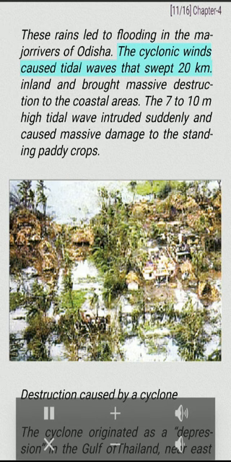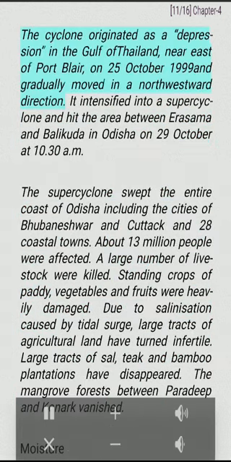The cyclonic winds caused tidal waves that swept 20 kilometers inland and brought massive destruction to the coastal areas. The 7 to 10 meters high tidal wave intruded suddenly and caused massive damage to the standing paddy crops. Destruction caused by a cyclone.